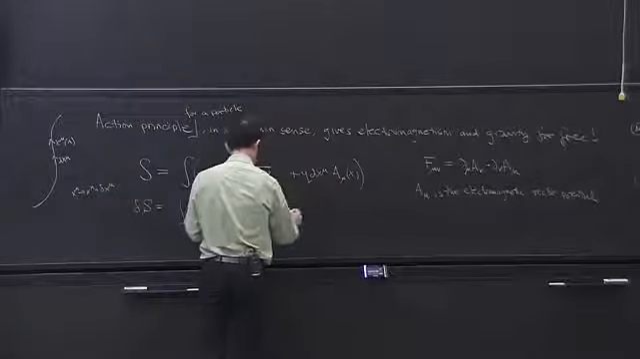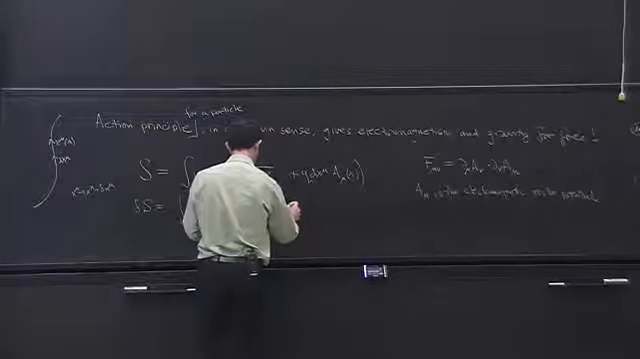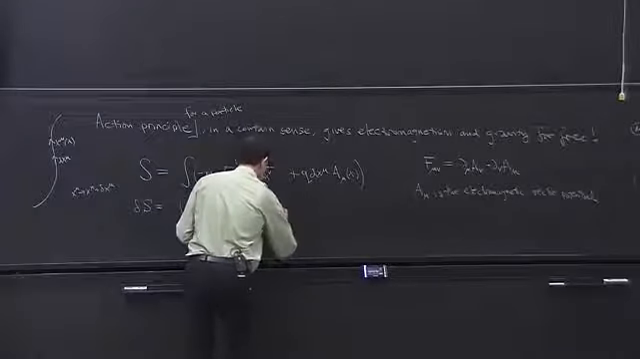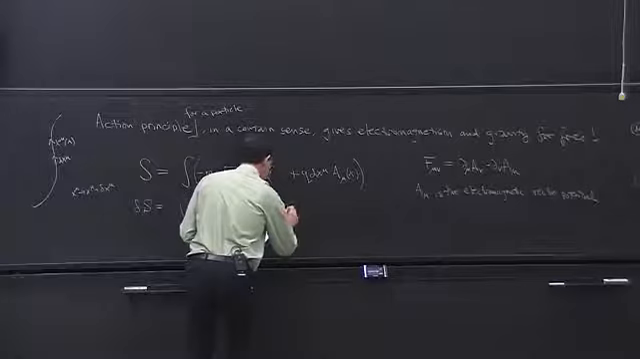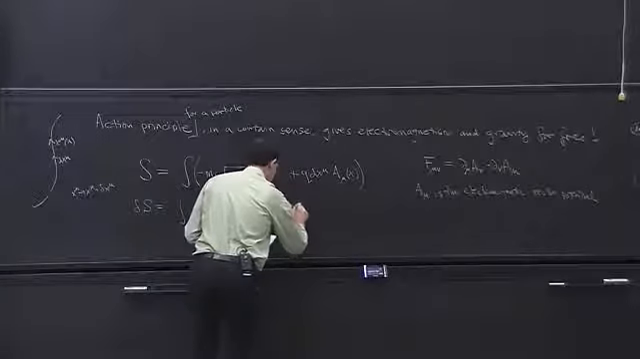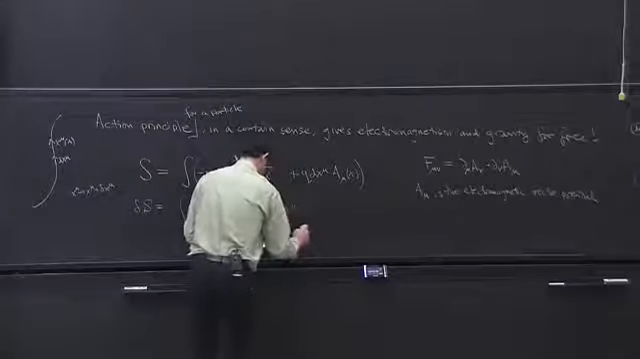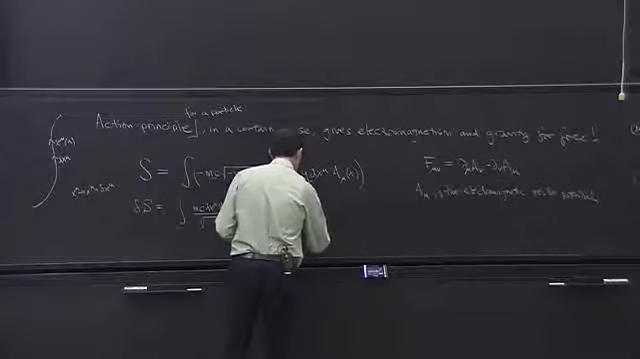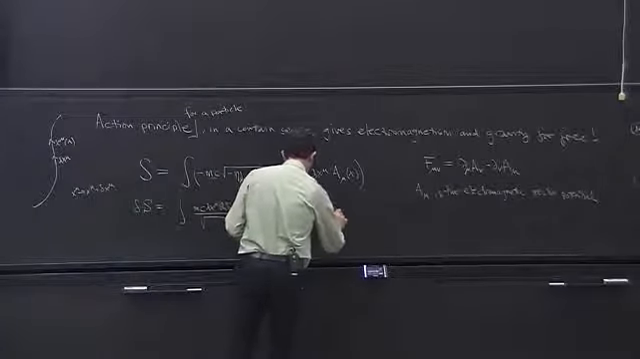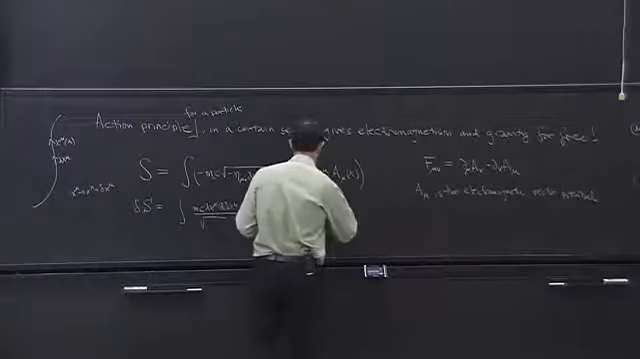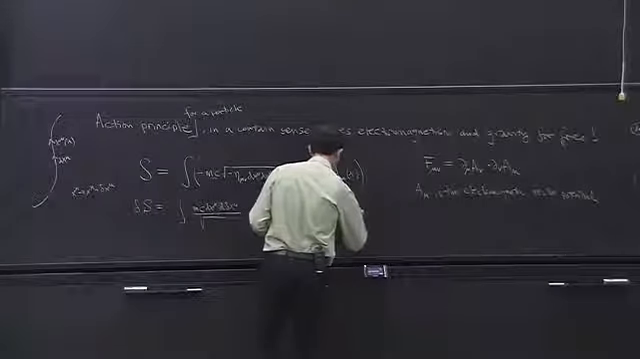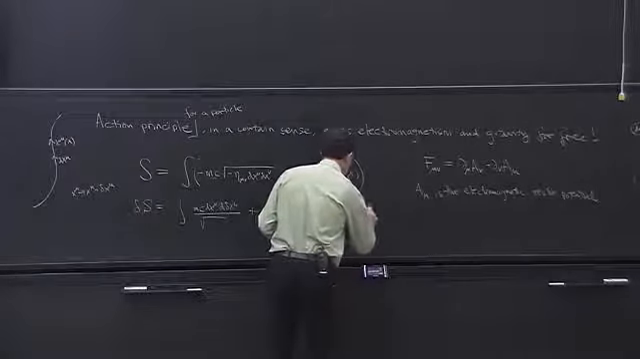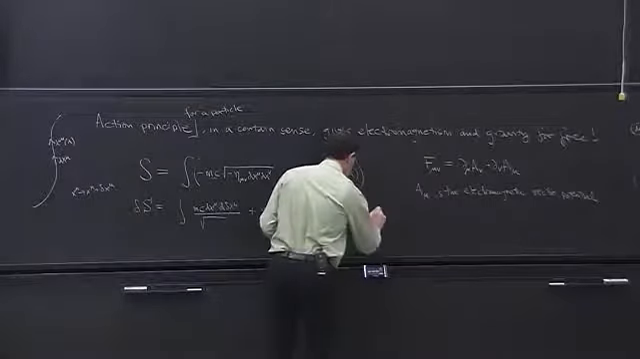Let me first vary the... okay, so I'll write it this way. d delta x mu times A mu plus q dx mu. And then the variation of A mu is A mu comma nu.